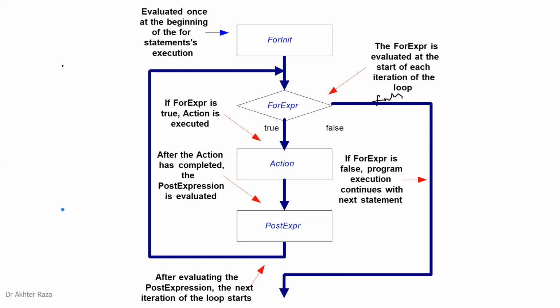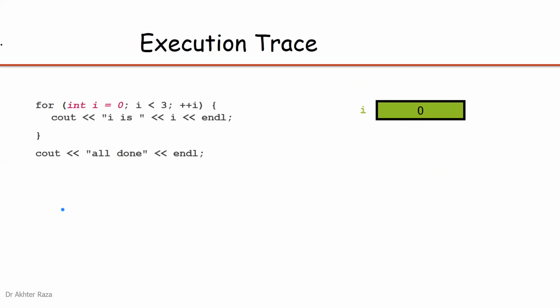This is the flow chart of for. Now you can see int I is equal to 0, the value of I becomes 0.